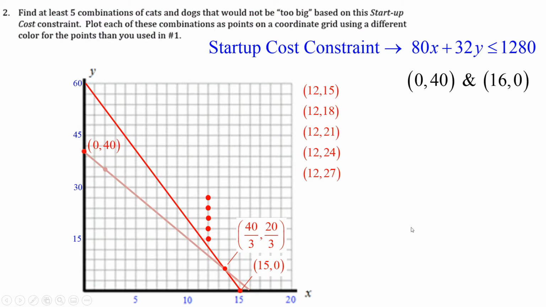Okay, number 2. Find at least 5 combinations of cats and dogs that would not be too big based on the startup cost constraint. So the startup cost constraint, remember the boundary line is our tan line right there. So now not too big means we need to be on or below. So let's just check 5 simple points on or below that line.